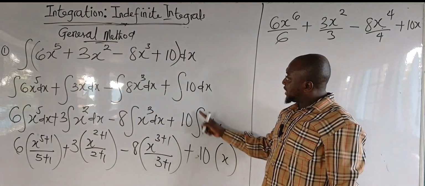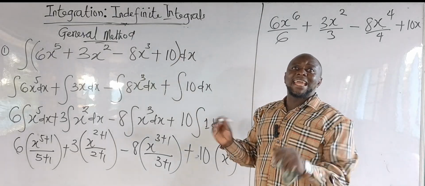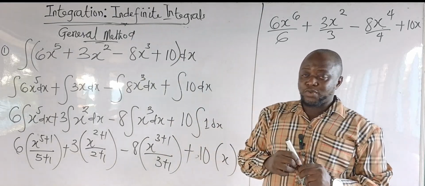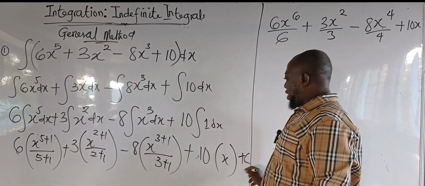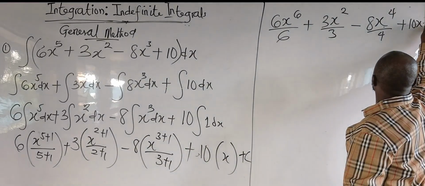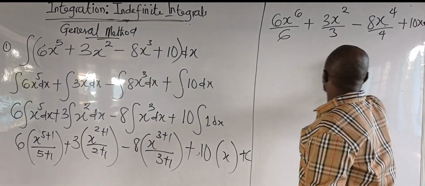This one, you know, this one is a constant. So you just add x to it and that is all. You're not doing anything to it till the answer. Just add x to it and that is all. Remember, I said anywhere you start integrating, you add plus c. So yeah, I'm supposed to add plus c here.